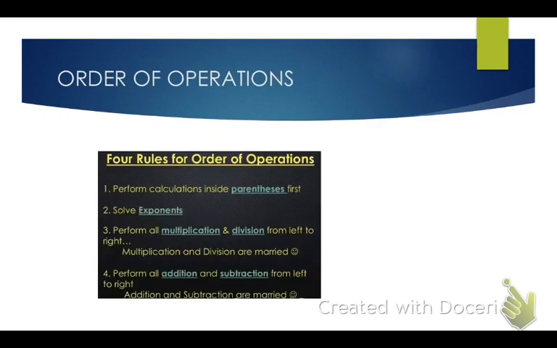All right, well, four rules for order of operations. One, the first one, perform calculations inside parentheses first. Second, solve exponents. Third, perform all multiplication and division from left to right. Multiplication and division are married. Always perform them left to right, ladies and gentlemen. Left to right. Draw an arrow, left to right, right next to multiply and divide. Fourth thing, perform all addition and subtraction from left to right. And addition and subtraction are married as well.